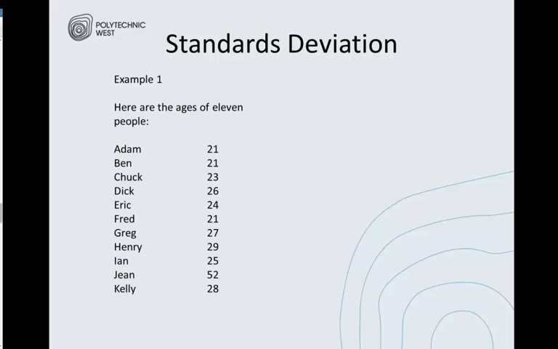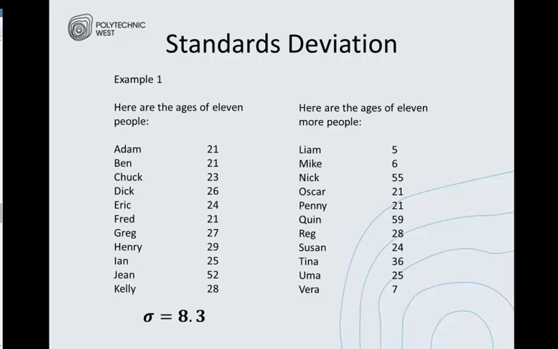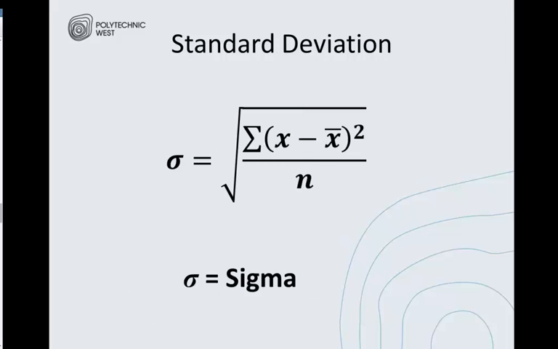Now, when I look at my two sets of data, and I put my standard deviations down, you can see that one of them is 8.3 and one of them is 17.4. What this is telling me is that the second set of data is much more spread out. It has a bigger standard deviation. It has more of a spread of values. So this is standard deviation, and we call it sigma.